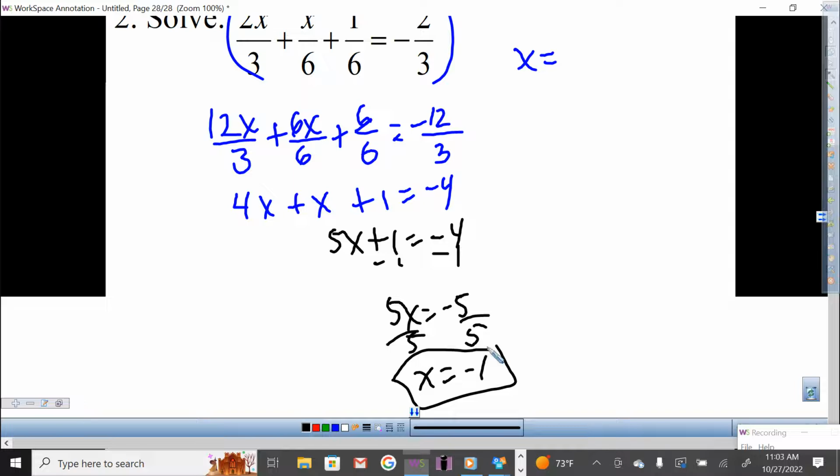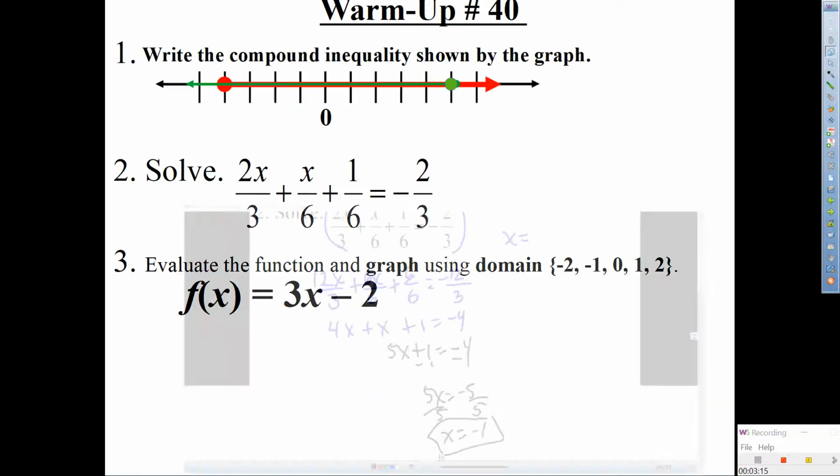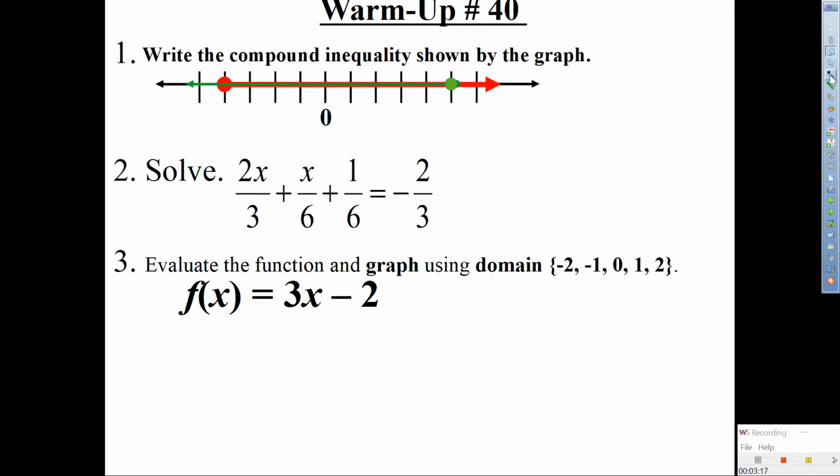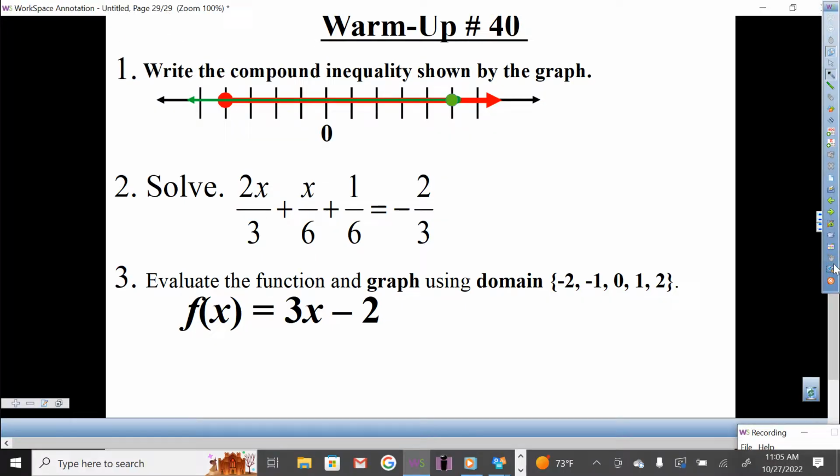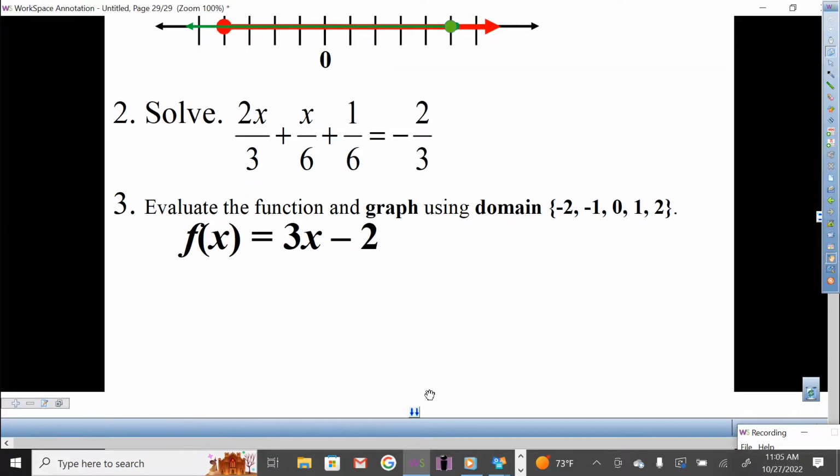Brooke, are you here? No, she's not here. Thank you. All right, let's go to number 3. I'm just going to show the work for one of them. By now you should know how to evaluate using that function.